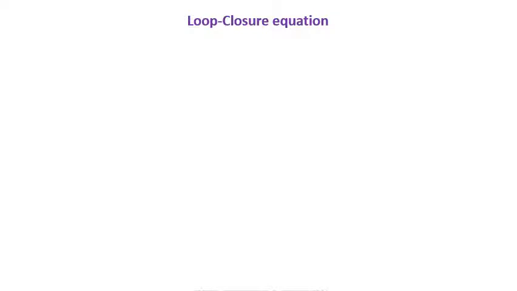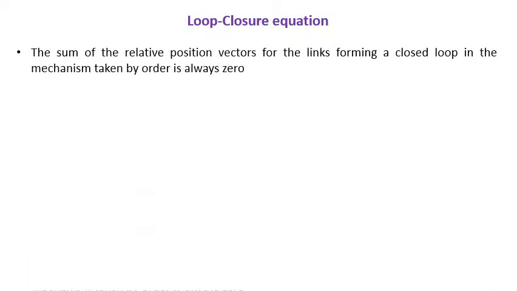So what do you mean by this loop closure equation? If we take a 4-bar mechanism as an example, it consists of 4 position vectors, right? Because there are 4 links, we are going to obtain 4 position vectors. If we add all the position vectors, then it equals 0. That is nothing but a loop closure equation. Clear? I'm going to discuss in the next slide what the loop closure equation is.